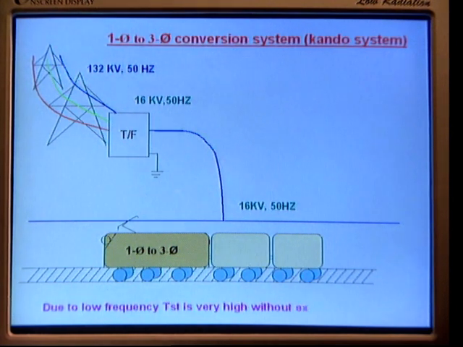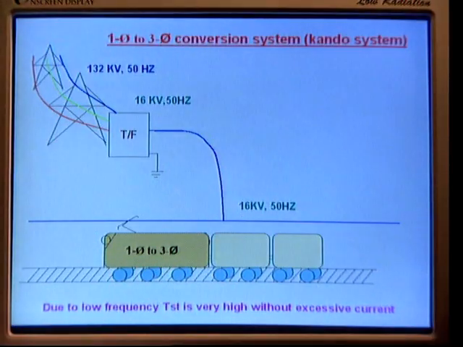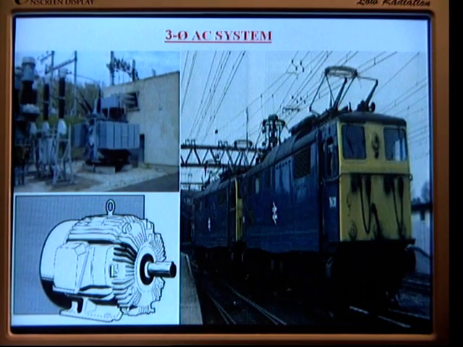We know that the induction motor has a very poor starting torque as compared to even the slip ring induction motor, but it can get high starting torque due to low frequency, and the high starting torque is obtained without excessive current. That means with low current we can get high starting torque. How is it possible? So you can see here the 3-phase AC system. So it is a practical example.